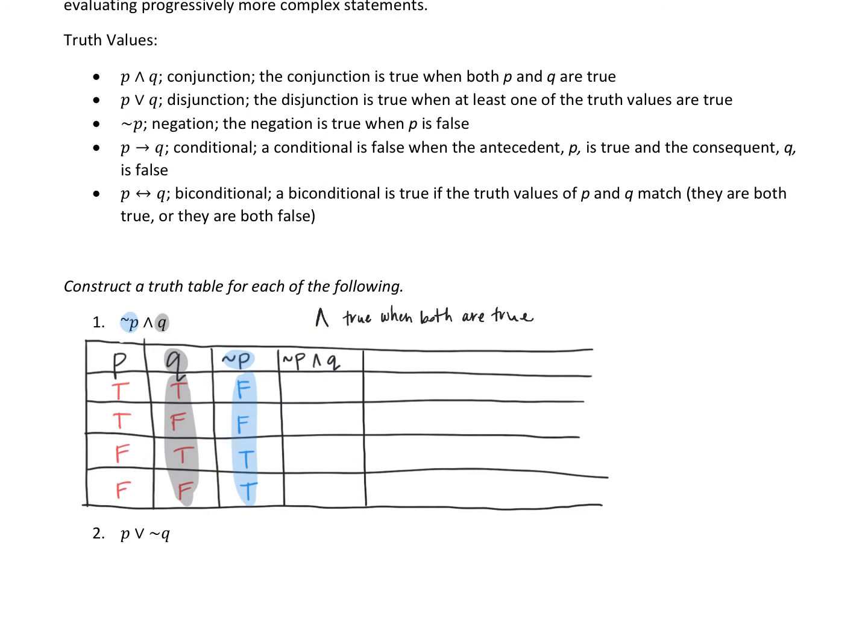So for the first row, I have a true under Q and a false under not P. Since one of them is false, the overall conjunction will be false. Next, I have false, false, so that's false. Next, I have true, true. Here's where both of them are true. That's the only time the conjunction will be true. And then the last row, I have false, true, so that would be false. I don't need any of this other space. So I finally got to where I wanted to, the not P and Q. That's it.